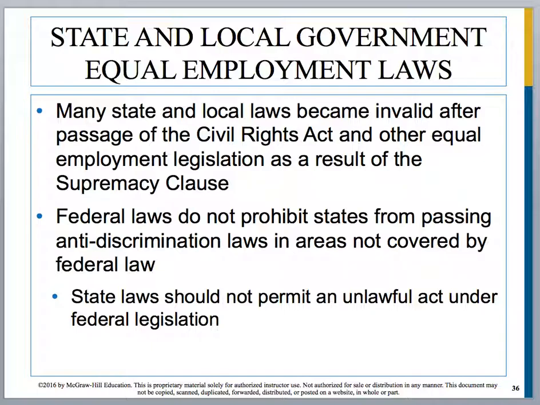And so there's no federal laws that prohibit states from passing laws against discrimination in areas not covered by the federal law, as long as the law does not require or permit an act that is unlawful under federal legislation. So a state can go above and beyond what the federal laws already say. They can go further to make sure that there's no discrimination, but what they cannot do is come up with a new law that actually breaks the federal law. You can't then go back and try to change the laws and to actually discriminate against a class of people.